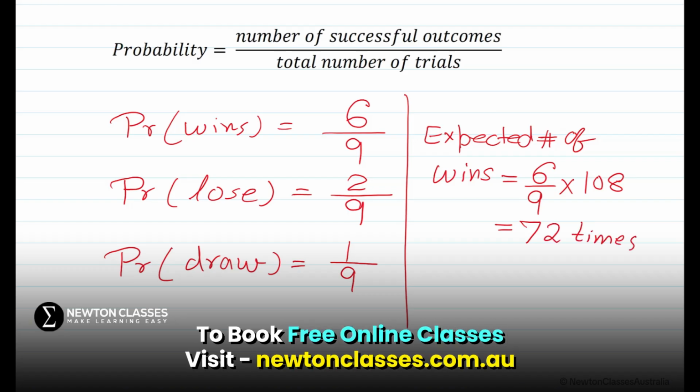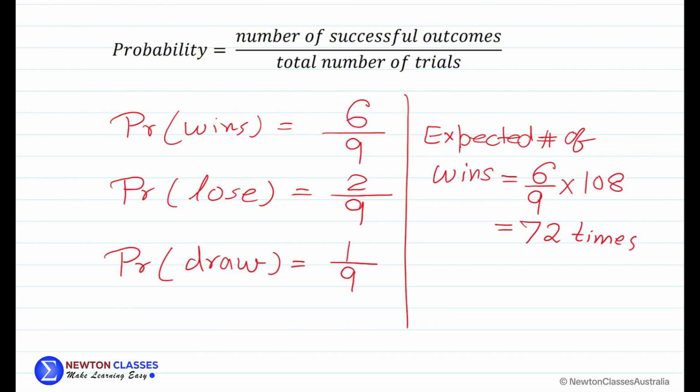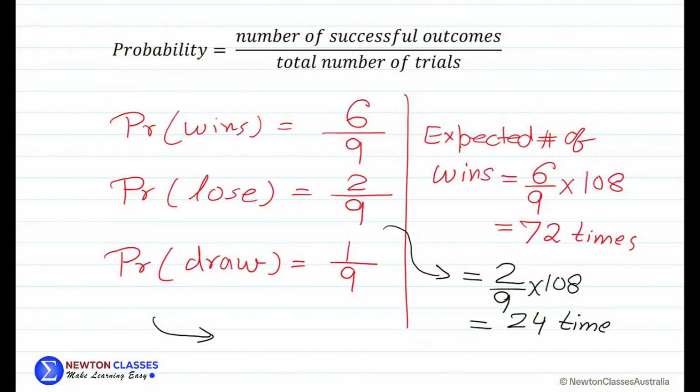Similarly, if you want to work out the expected number of losses next year, it would be simple. Let us work out. It will be 2 over 9 times 108. It will be 24 times. Let us work out the total number of draws. If we have 108 games to be played next year, the probability is 1 over 9 times 108. The answer comes out to be 12 times.